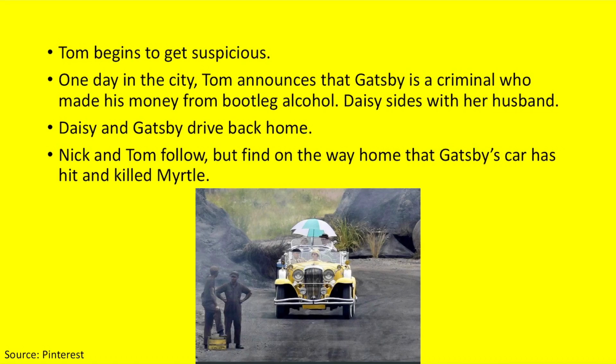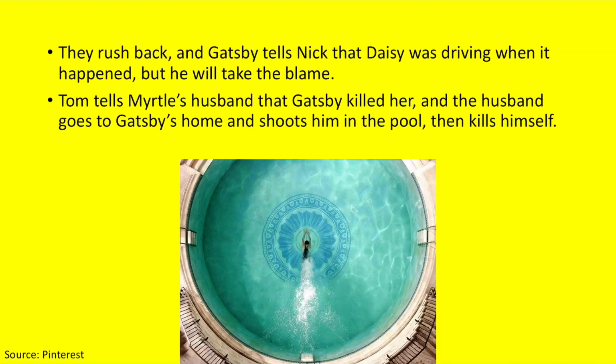Daisy then sides with her husband once Tom shows him up and embarrasses him. And Daisy and Gatsby drive back home whilst Nick and Tom follow. But on the way, they find that Gatsby's car has hit and killed Myrtle, Myrtle being Tom's mistress. They all rush back, and Gatsby tells Nick that Daisy was driving when it happened, but he will take the blame.